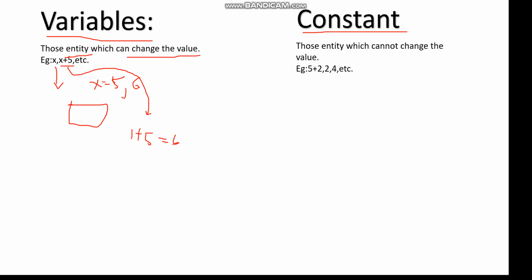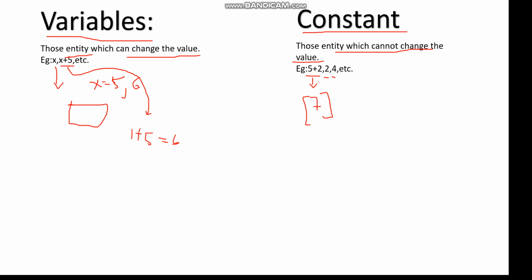But when you talk about constants, they are entities which do not change their value. Example: 5 plus 2. 5 plus 2 will always remain 7. The value of 5 plus 2 will never change. The 2 will be 2, the 4 will be 4. So these are constants. This is called a variable and this is called a constant.